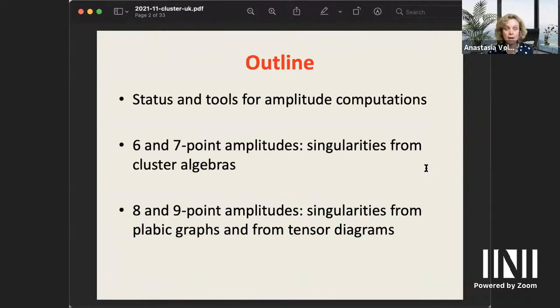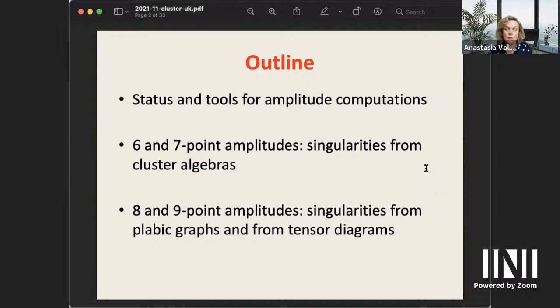So here is the outline of my talk. I will start by overviewing the status and tools for amplitude computation. So this will be some physics results. I'll present some of the notations as needed, but basically I'll focus on these physics results of the set of known singularities. So you'll take it as a given. I'll just show you some lists. And then the question we're going to be addressing is, what is the mathematical structure of these singularities? How can we, from a mathematician's point of view, describe this set of singularities?